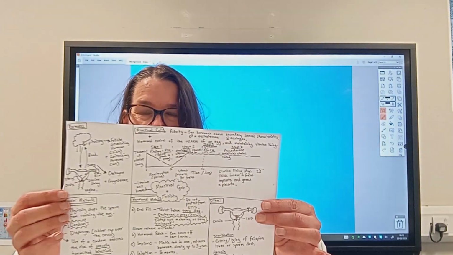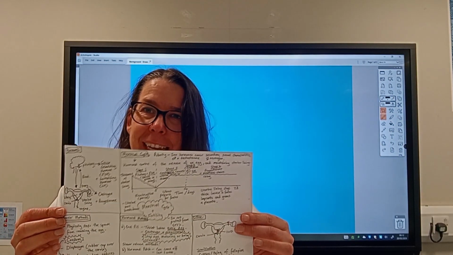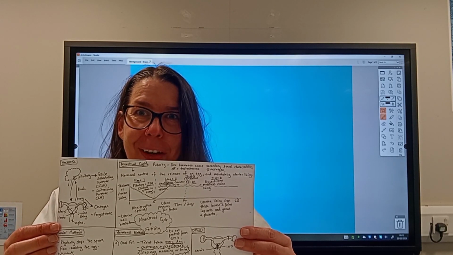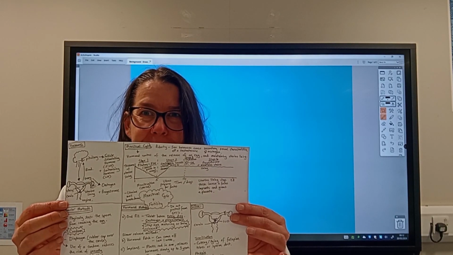Hello, my name's Mrs. Tyler, and today we're doing some GCSE biology revision where we're going to make our own knowledge organiser looking at the menstrual cycle and the control of fertility. It's going to look something a bit like this. Lots of information thinking about the hormones of the pituitary gland and the ovary. So it gets quite complicated, so do pause the video.